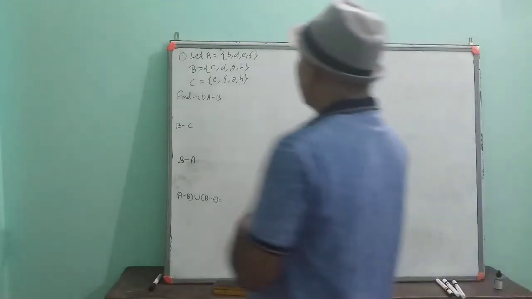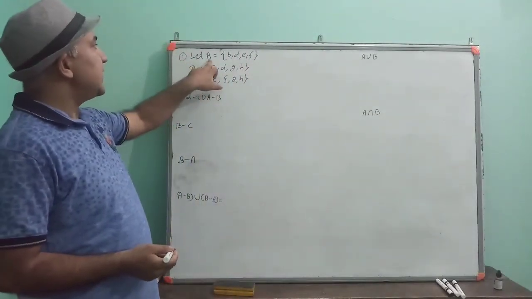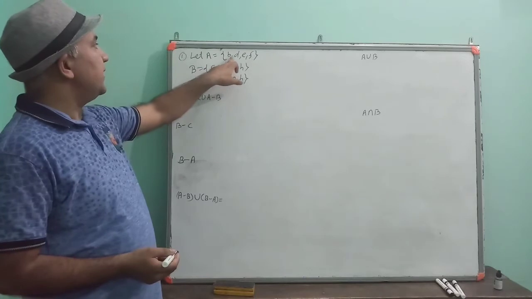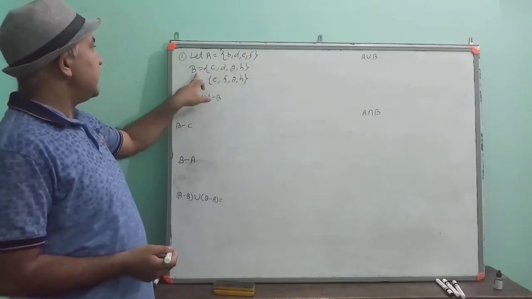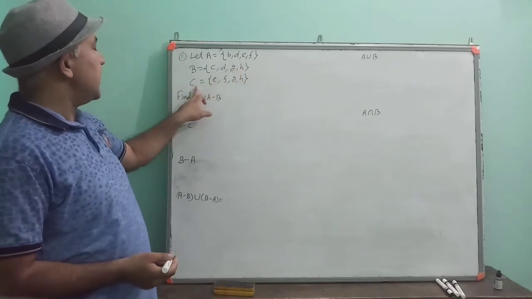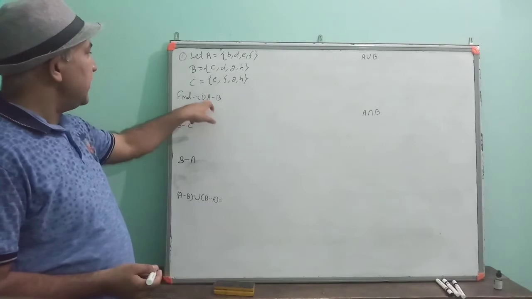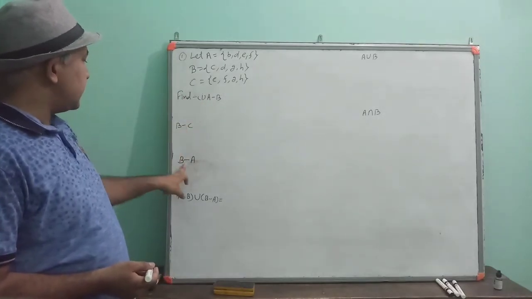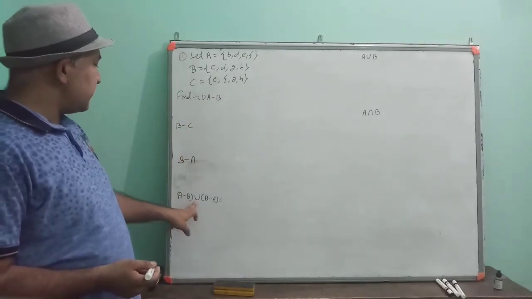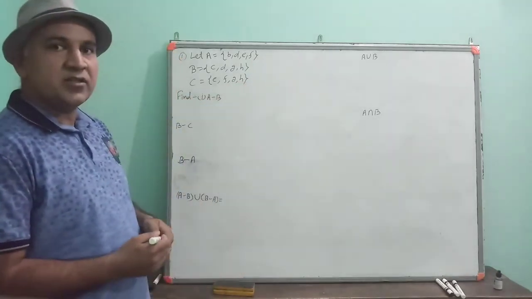Now we are going to solve the next question. Here it is given that set A has the elements B, D, E, F. Set B has the elements C, D, G, H. Set C has the elements E, F, G and H. Then we have to find A minus B, B minus C, B minus A, A minus B union B minus A, and A intersection C, B.